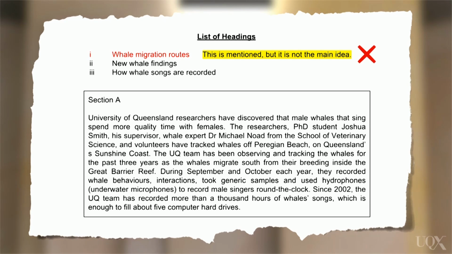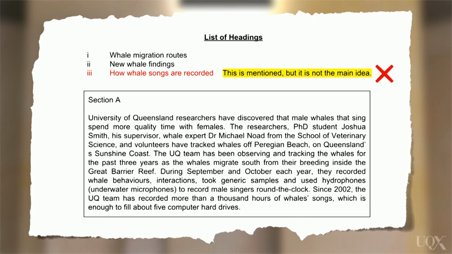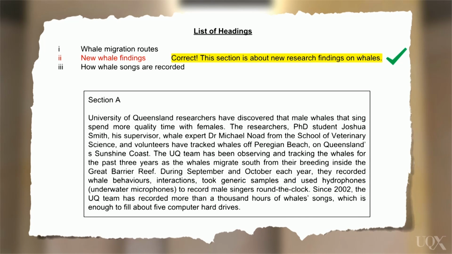However, 1 is not the answer because although whale migration routes is mentioned in the text, this is not the main idea. Similarly, option 3 is not correct because again, how whale songs are recorded is mentioned in the text, but this is also not the main idea of the paragraph. In this case, option 2 is the correct answer. This heading best summarises the main idea of the paragraph.